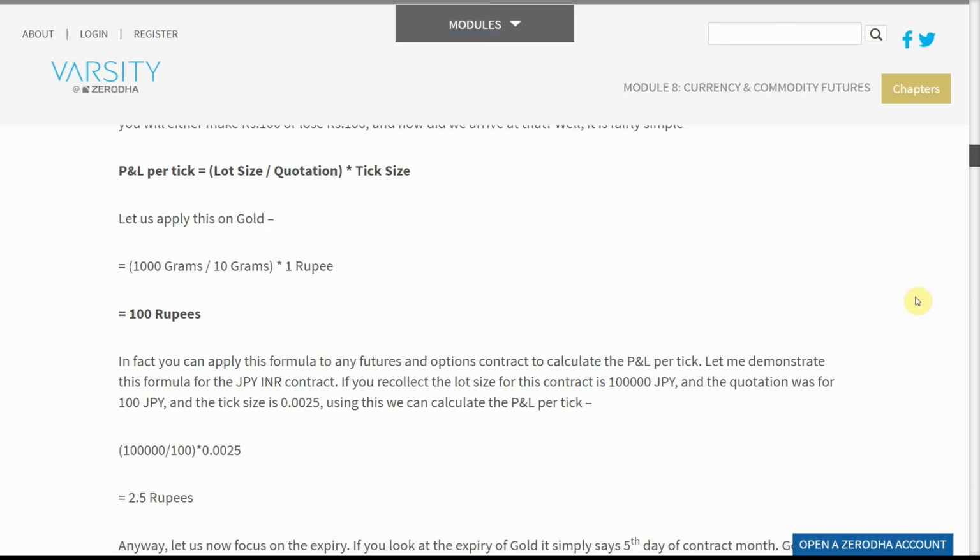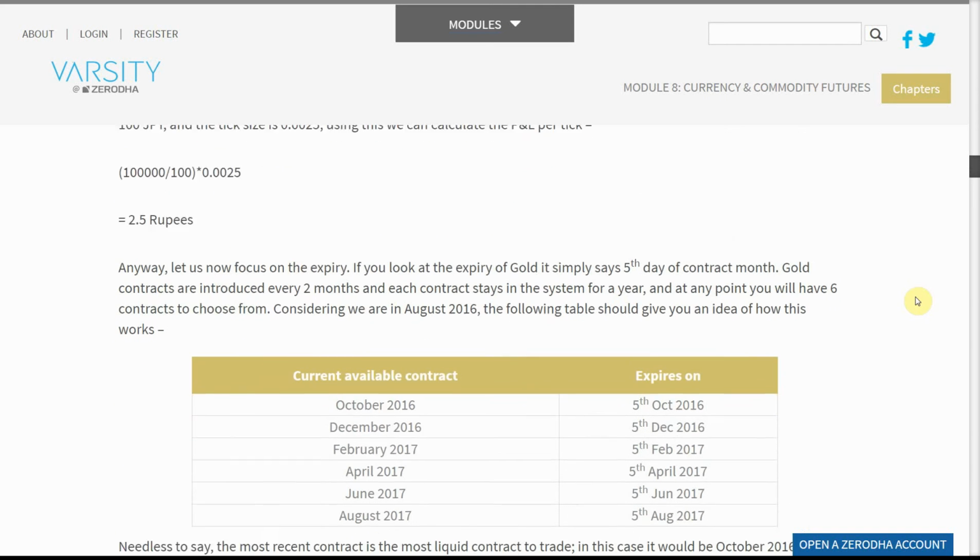In fact, you can apply this formula to any futures and options contract to calculate the P&L per tick. Let me demonstrate this formula for the JPY-INR contract. If you recollect, the lot size for this contract is 100,000 Japanese yen, and the quotation was for 100 Japanese yen, and the tick size is 0.0025. Using this, we can calculate the P&L per tick. 100,000/100 * 0.0025 equals 2.5 rupees.